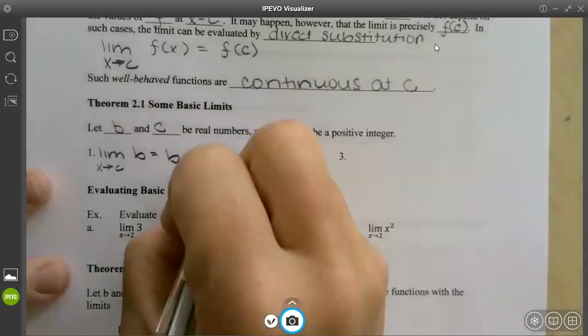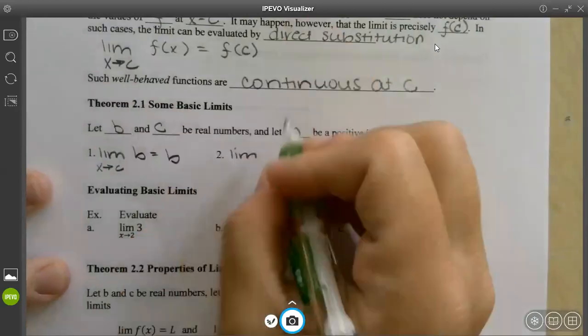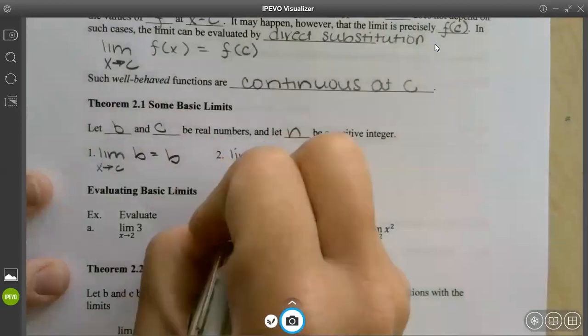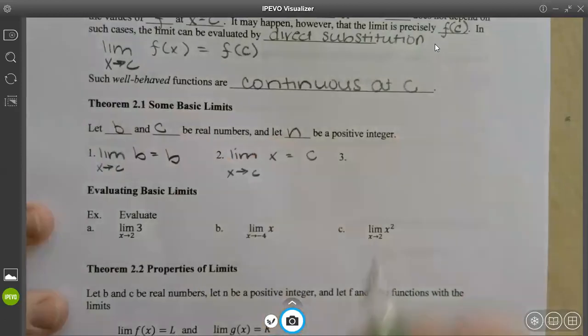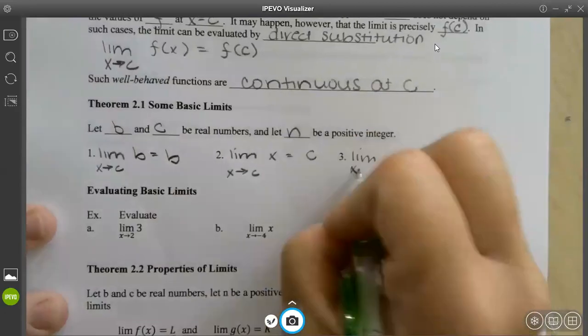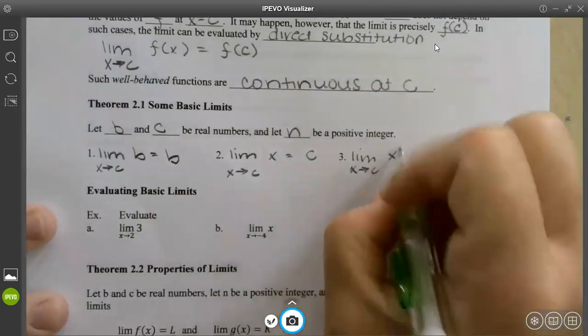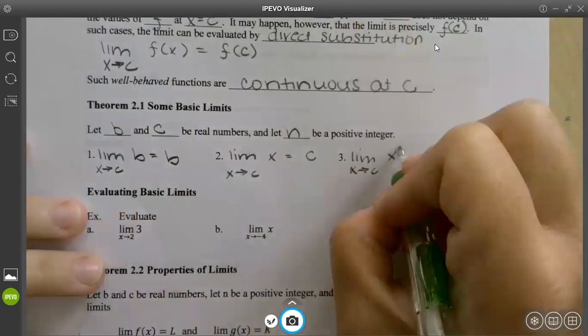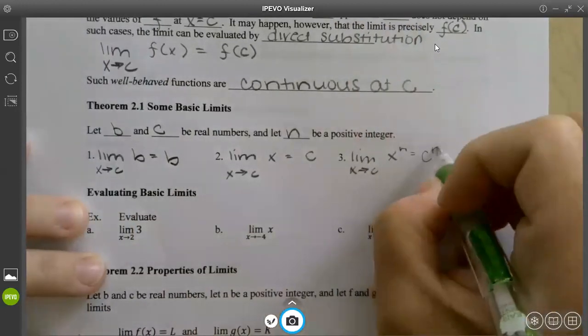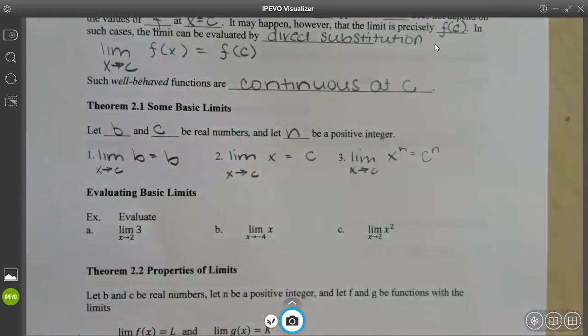All right, 2, the limit of x as x approaches c can be direct substitution where you plug in that c. So if we had the limit of x as x approaches 2, then the answer would be 2 because we just plug in 2. And then the limit as x approaches c of x to the n, sorry, that should be an n, equals c to the n. Any questions? So far, so good.